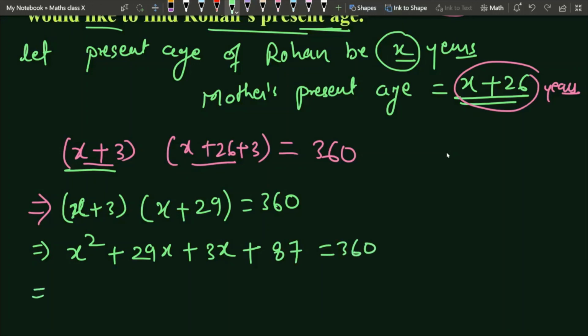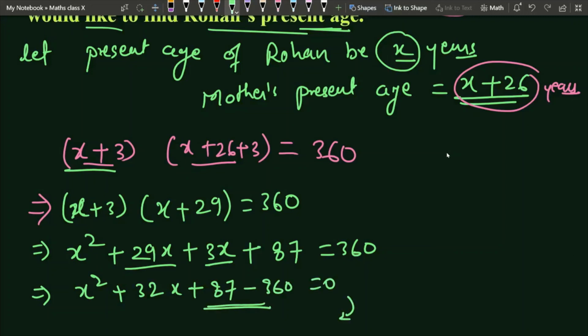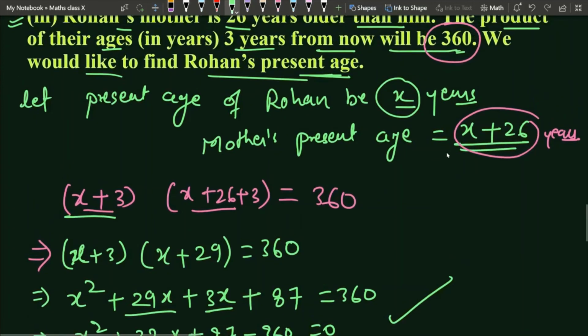Now it becomes x square plus 29x plus 3x is plus 32x plus 87, and minus 360 is equal to 0. You solve this one more step, and you will get the answer. That was our required answer. Okay, so it's very simple.